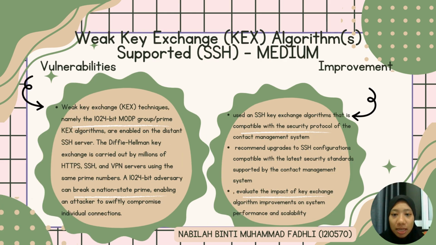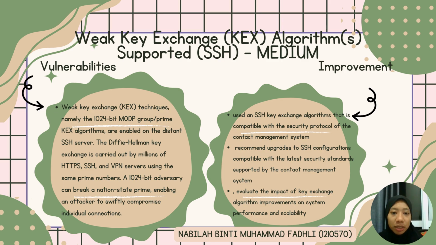Weak key exchange KEX algorithms supported by SSH is in medium phase, have vulnerabilities, and can be improved. Weak key exchange techniques, namely the 1024-bit MODP group or prime KEX algorithms, are enabled on the remote SSH server. The Diffie-Hellman key exchange is carried out by millions of HTTPS, SSH, and VPN servers using the same prime numbers. A 1024-bit adversary can break a nation-state prime, enabling an attacker to swiftly compromise individual connections.